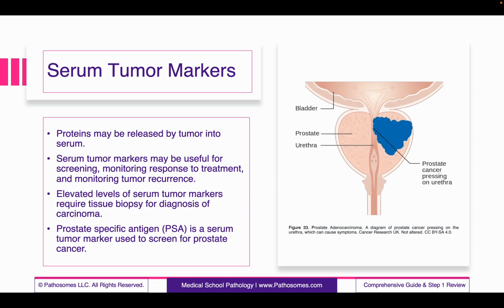Serum tumor markers. Proteins may be released by tumors into the serum. Serum tumor markers may be useful for screening, monitoring response to treatment, and monitoring tumor recurrence. Elevated levels of serum tumor markers require tissue biopsy for diagnosis of carcinoma or what have you. Prostate-specific antigen, PSA, is a serum tumor marker used to screen for prostate cancer.